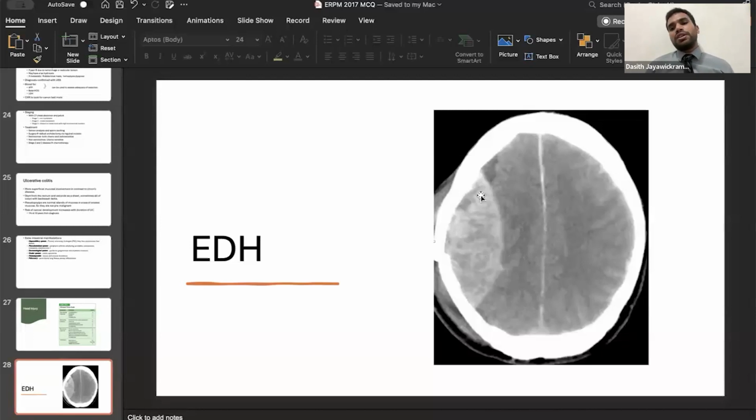Sorry, the left hemisphere is almost compressed, and there's some degree of midline shift. So ultimately, this patient will go into damage to the brain.